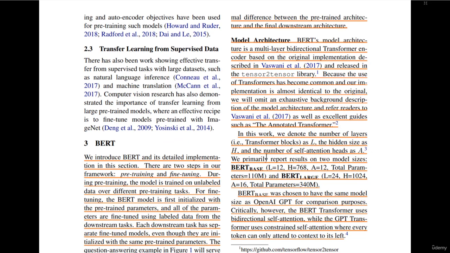We've seen this already. For BERT base, L equals 12, H equals 768, A equals 12, and the total number of parameters is 110 million. While for BERT large, L equals 24, H equals 1024, A equals 16, total number of parameters 340 million. BERT base was chosen to have the same model size as OpenAI GPT for comparison purposes. However, the BERT transformer uses bidirectional self-attention, while the GPT transformer uses constrained self-attention, where every token can only attend to context to its left.